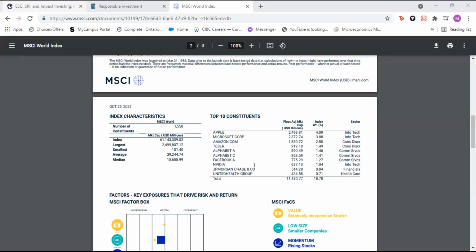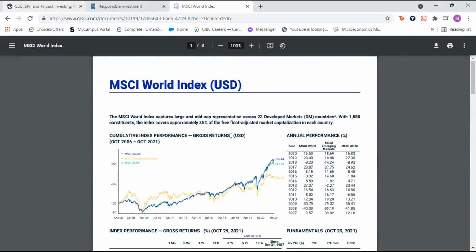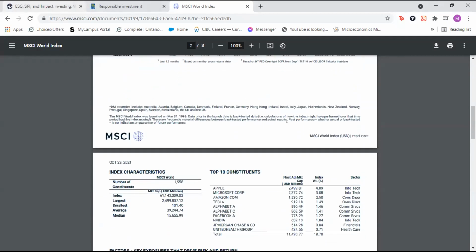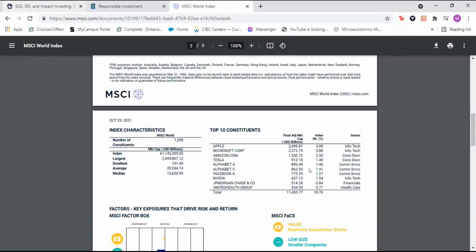So for the MSCI, they have Apple, Microsoft Corp, Amazon, Alphabet, Tesla, Facebook, Nvidia, JP Morgan, and United Health Group as the top 10 parts of the MSCI World Index. So yeah, those companies do not create pollution for the most part, so it makes sense. Tesla is the most environmentally friendly company in the world, in my opinion. So that makes sense that they would be included in the index. So that's a snapshot of what they have.